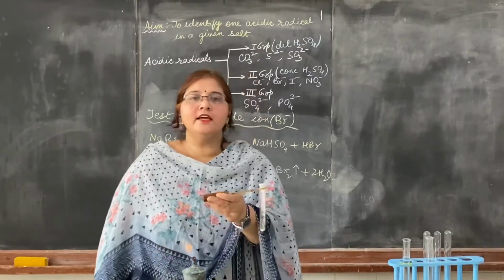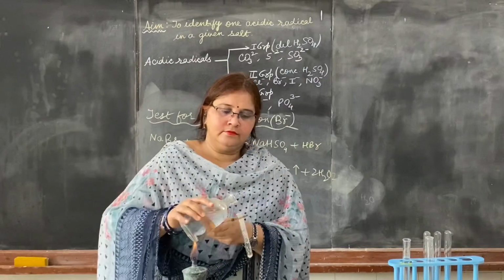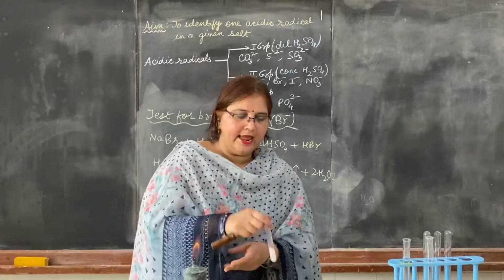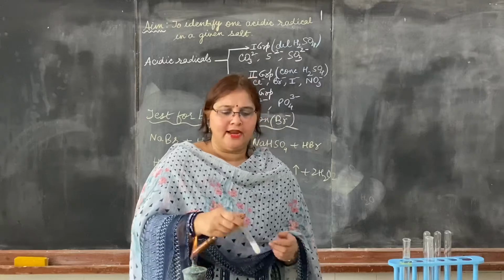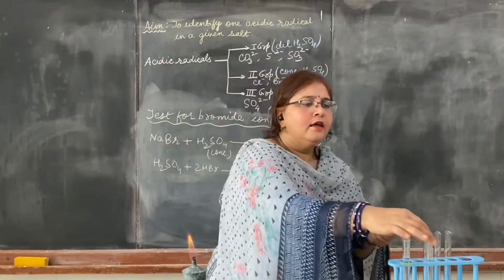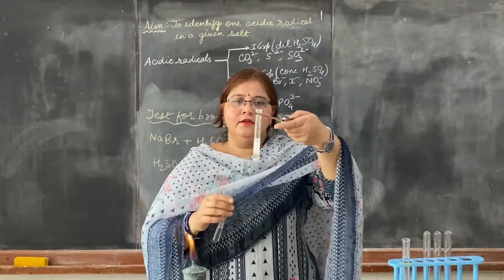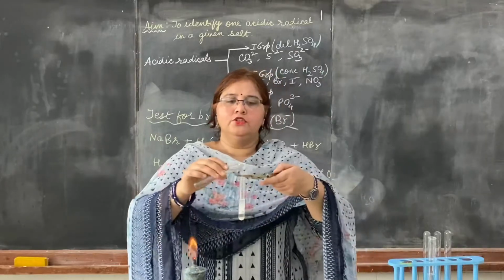Take the salt in a given test tube and add dilute HNO3 to it. Dissolve the salt completely and add CCl4 to it. Carbon tetrachloride, since it is an organic layer, will settle down at the bottom of the test tube. Now add excess of chlorine water to it.